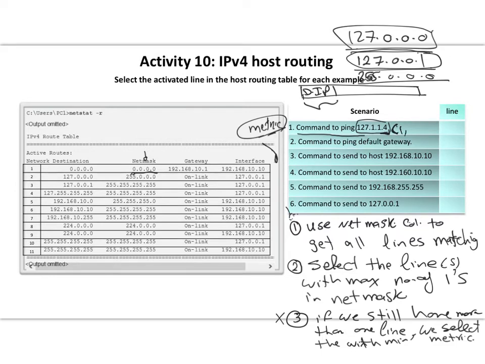So if we try this destination IP address, line 1 matches. Line 2, if we AND 127.1.1.4 with 255.0.0.0, the answer will be 127.0.0.0, which means that line 2 also matches. Line 3 requires an exact match. So there has to be an exact match between this address and the destination address. In that case, this exact match does not exist, so the two addresses do not match. So only line 1 and line 2 match. If you try the same thing on all the other lines, they don't match.